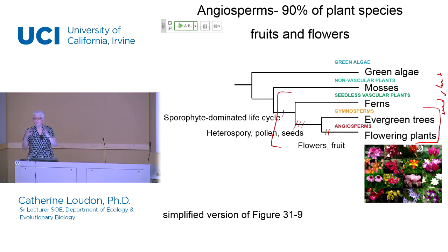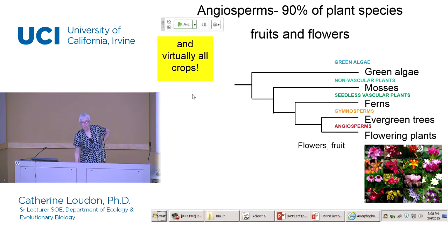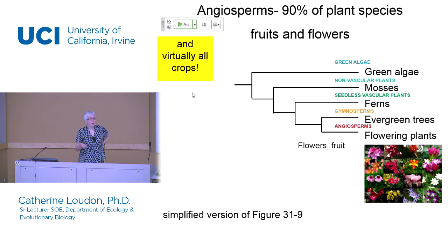Okay, so hopefully you're very comfortable now with understanding the relationship between these different groups in the highly simplified version of figure 31-9, avoiding some of the other side groups that are shown on the actual figure. Okay, so angiosperms are the dominant plants out there in the terrestrial landscape right now. Of course, this wasn't always the case. But one other important attribute of angiosperms is that almost all of our crops are also angiosperms.